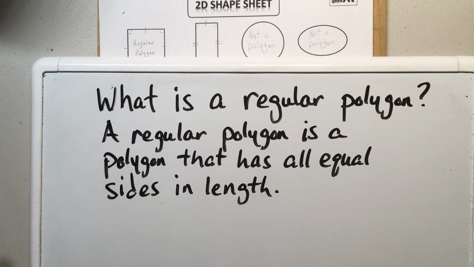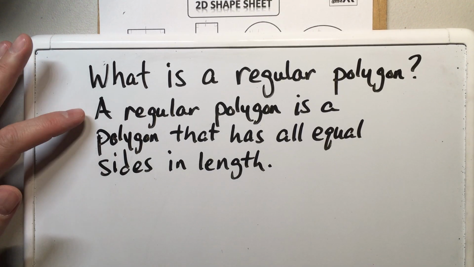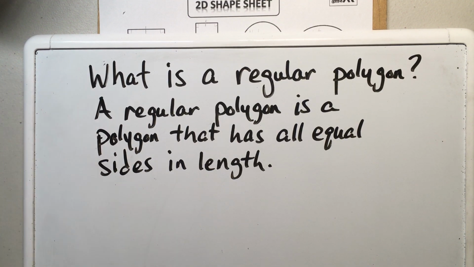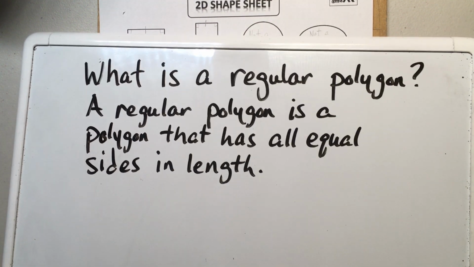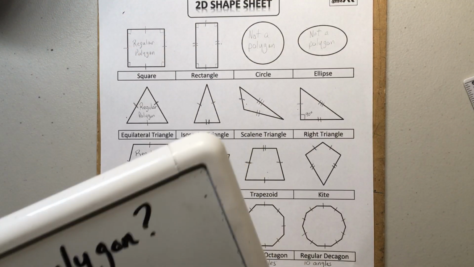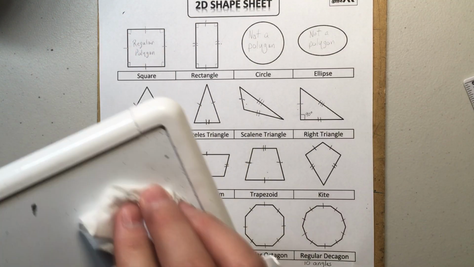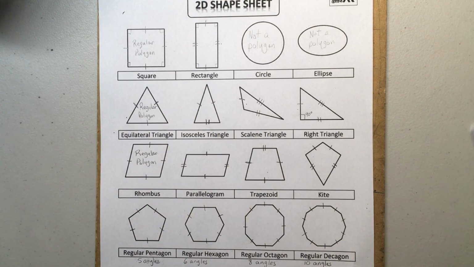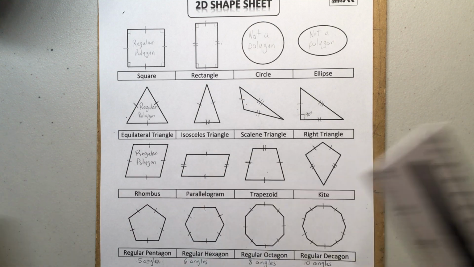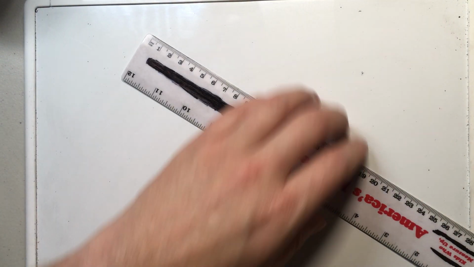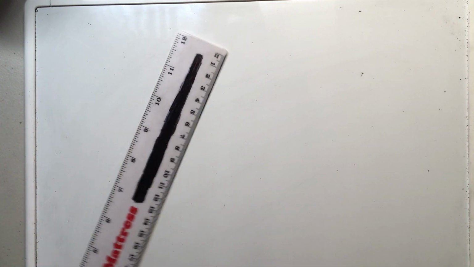Okay, so remember that. Once again, what is a regular polygon? A regular polygon is a polygon that has all equal sides in length. Okay, so try to remember that. Now, I want to break the mold here with polygons because some polygons look kind of weird. Now let me make another pentagon. Remember, a pentagon just has to have 5 sides, so we can make it really weird.